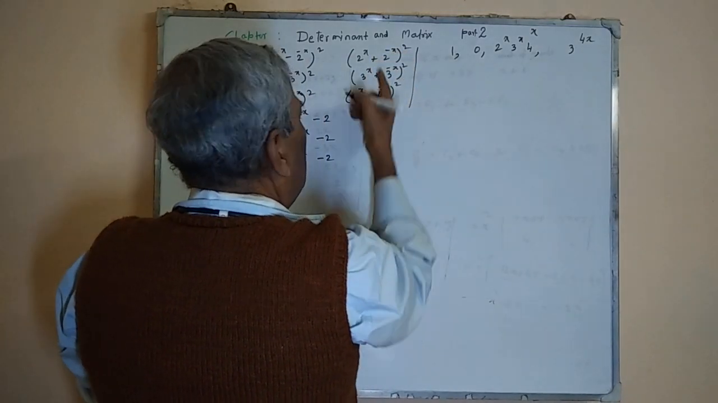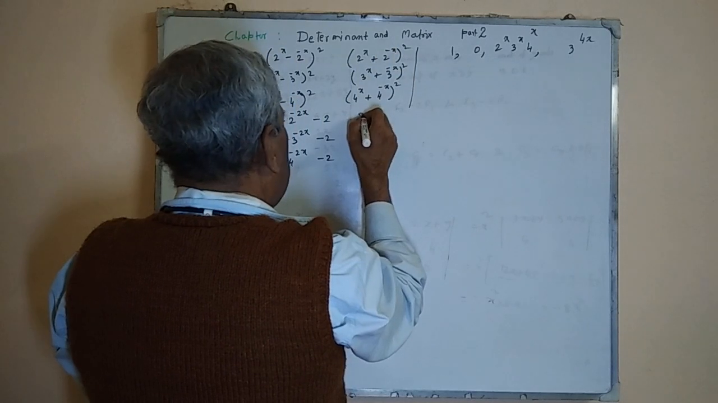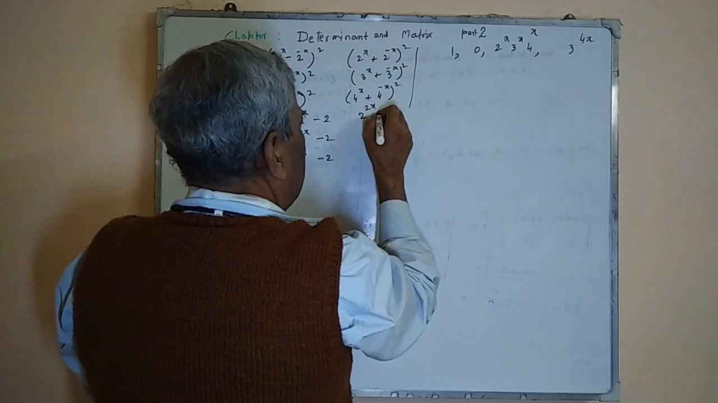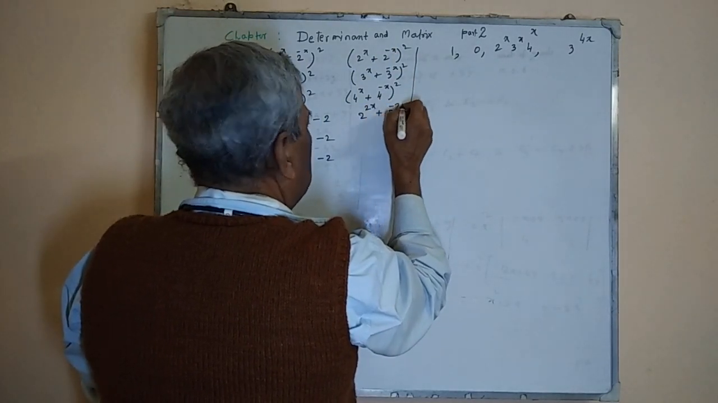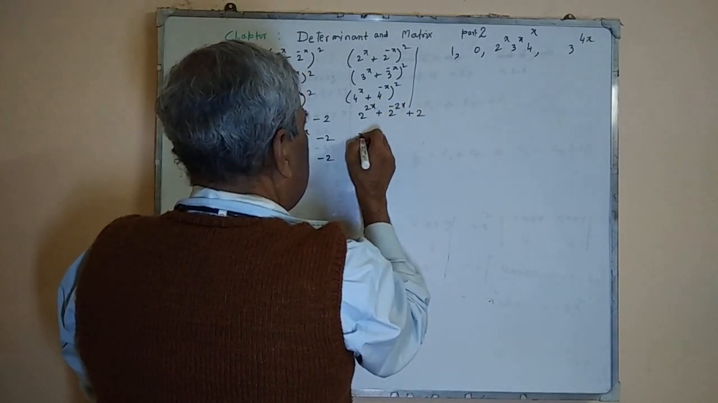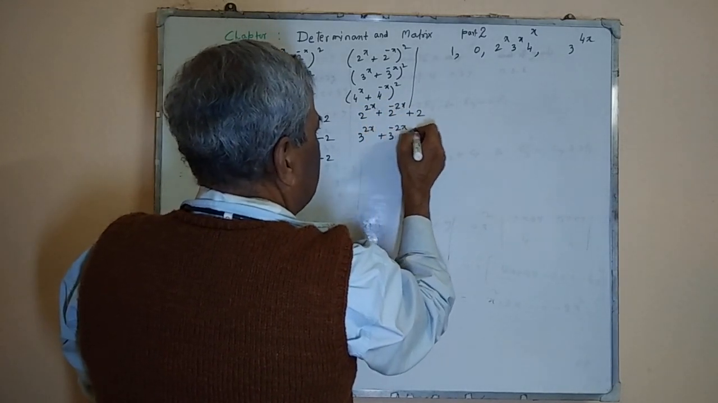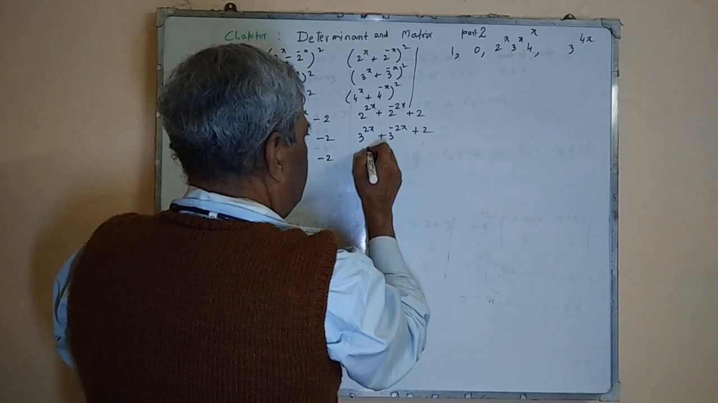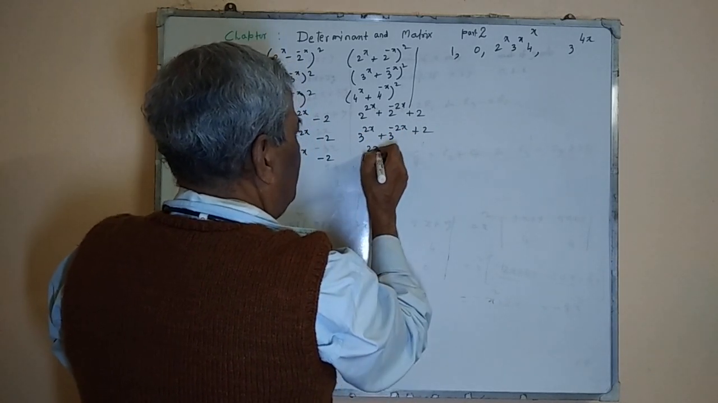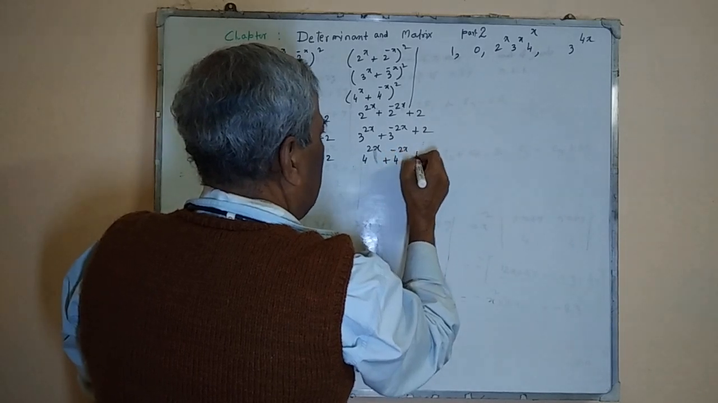This one is almost the same, but this product term is plus 2. So it is 2 to the power 2x plus 2 to the power minus 2x plus 2. This is 3 to the power 2x plus 3 to the power minus 2x, and 4 to the power 2x plus 4 to the power minus 2x plus 2.